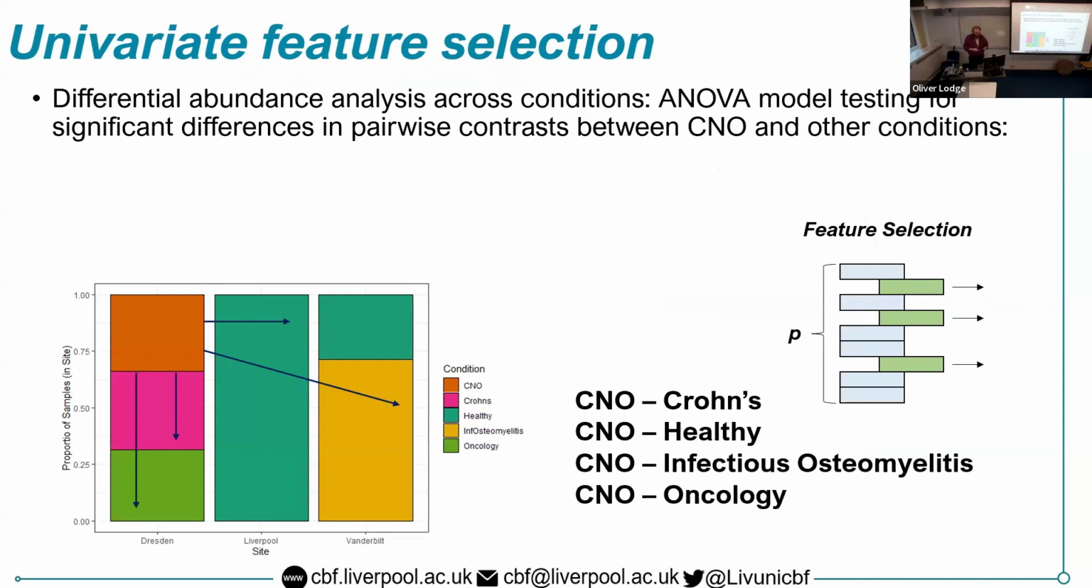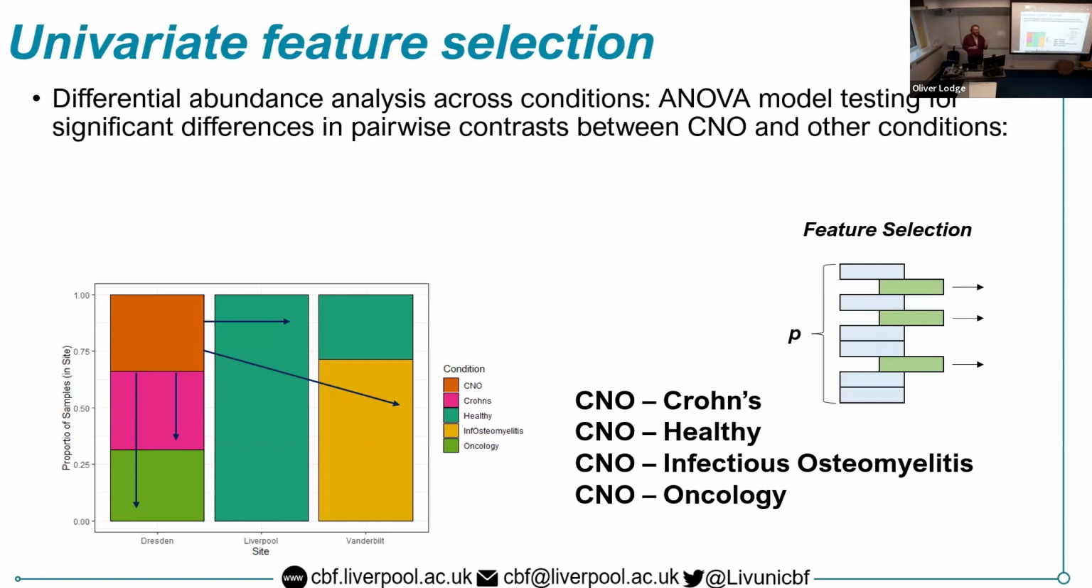Because we're particularly interested in comparing C and O to the other conditions, we don't necessarily care if it's different between all conditions at this stage. We're just trying to pre-filter things to make the actual selection run more smoothly. It would be inefficient to do individual pairwise contrasts, individual tests between each of the conditions. So what we settled on doing was setting up 4 contrasts: C and O to the Crohn's, C and O to the healthy, C and O to the infectious osteomyelitis, C and O to the oncology, and then fit an ANOVA model to test if any of those contrasts significantly vary from 0.